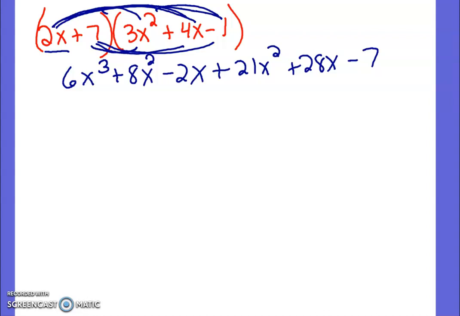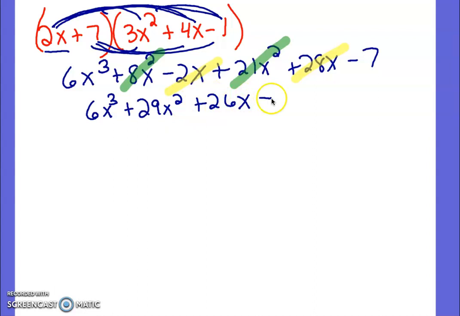So here 6x cubed, and notice that that's going to go first. But 8x squared and 21x squared, those are like terms. And then we have -2x and 28x, those are like terms. And so the final answer would be 6x cubed, and then plus 29x squared, plus 26x, and then finally -7. All right, so that's one way to do it.